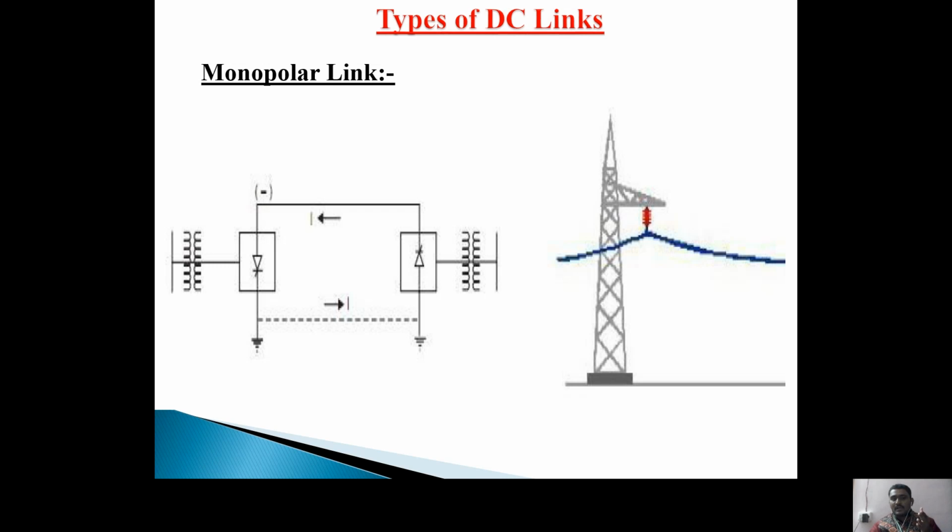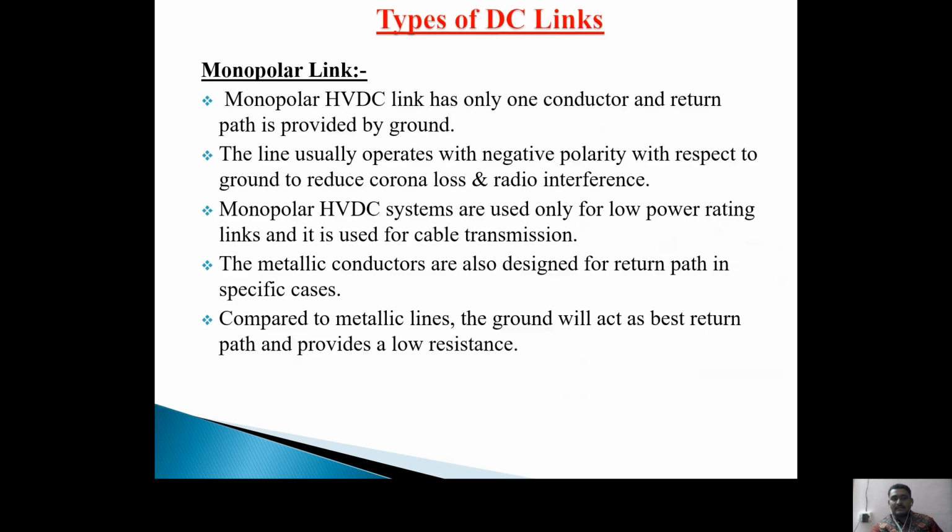Usually the monopolar link has negative polarity. Why do we use the monopolar link with negative polarity? By using this negative polarity we reduce the radio interference problem in the transmission system. Here we are using a ground return. The monopolar HVDC link has only one conductor and the return path is provided by ground. The line usually operates with negative polarity with respect to ground, because this reduces the corona loss and radio interference problem.